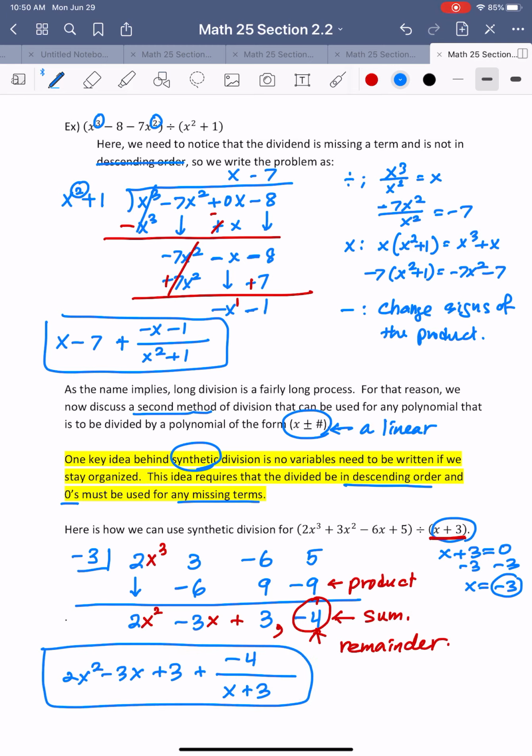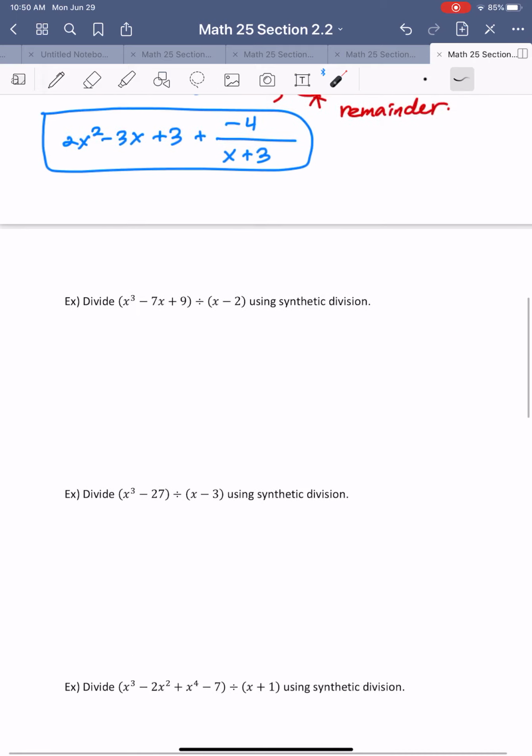So if you use synthetic, you're skipping all the steps that we do here. We are actually just skipping all the steps. You just have an answer and the remainder. That's all. All right. Okay, let's go to the next page.